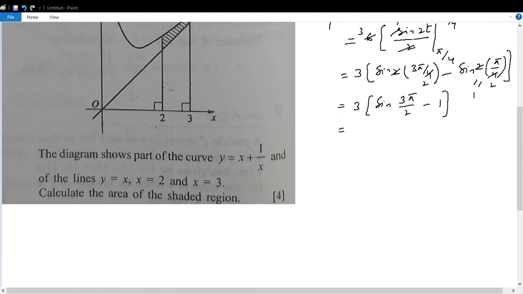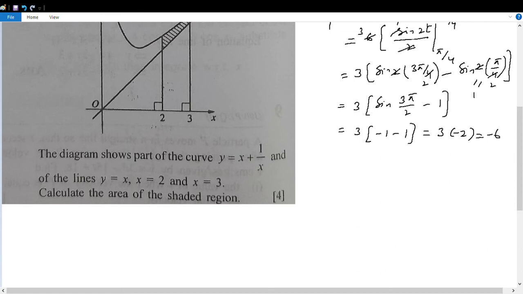Oh, sorry, I made a mistake when I was writing it on the calculator. Sine, so it is like this, so it will be equal to... actually there is a problem in my calculator. Sine 3 pi over 2 is minus 1, as I know it. So it will be minus 1 and minus 1, so it will be equal to 3 into minus 2, that is equal to minus 6.